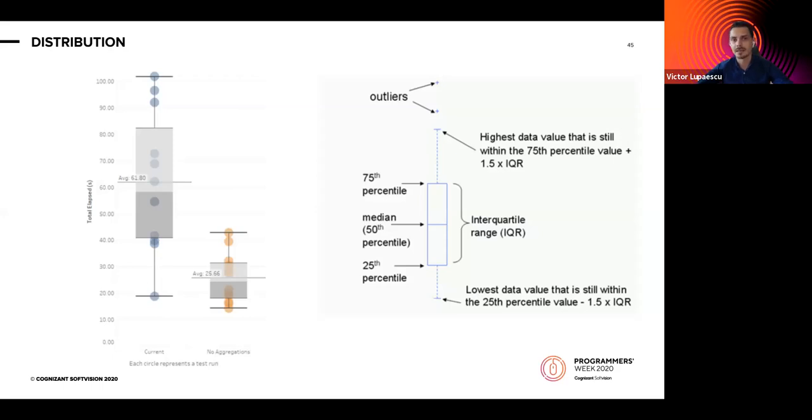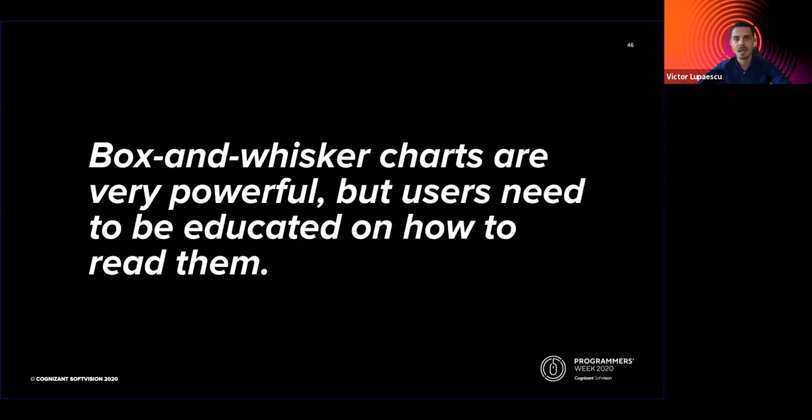So you might have some cases when you use it, but keep in mind the audience again for it. I won't go into more details here, as it would take quite some time. So Box and Whisker, it's called Box and Whisker, you can search about it, are very powerful, but users need to be educated on how to read them. Either they are already educated or you need to educate them.